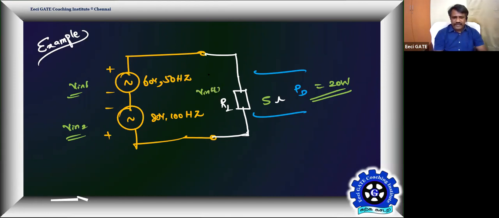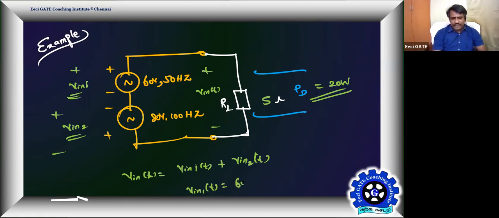If I say V in of t, tell me what will be the expression for V in of t? I'm taking this as plus minus. Here also this is plus minus. I'm just going with V in 1 of t plus V in 2 of t. Tell me what is V in 1 of t? V in 1 of t is equal to 60 root 2 sine omega t.